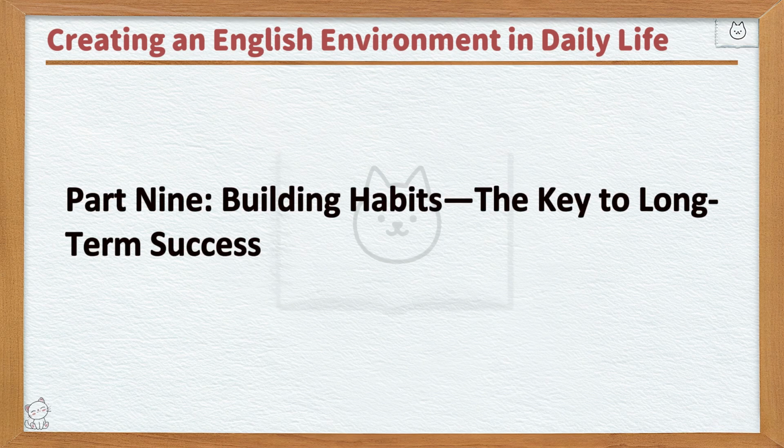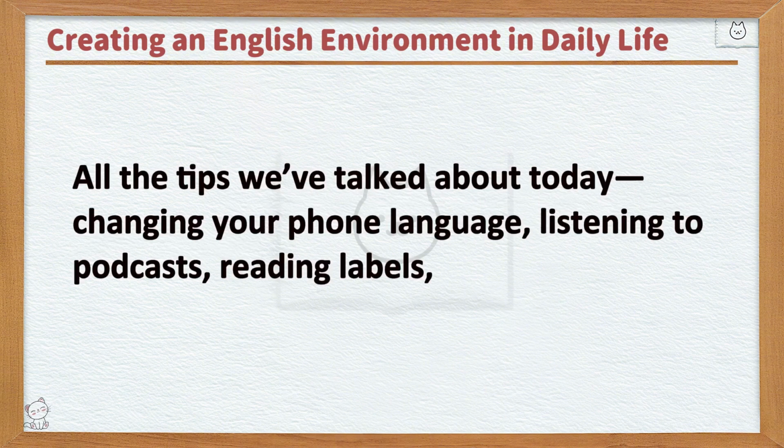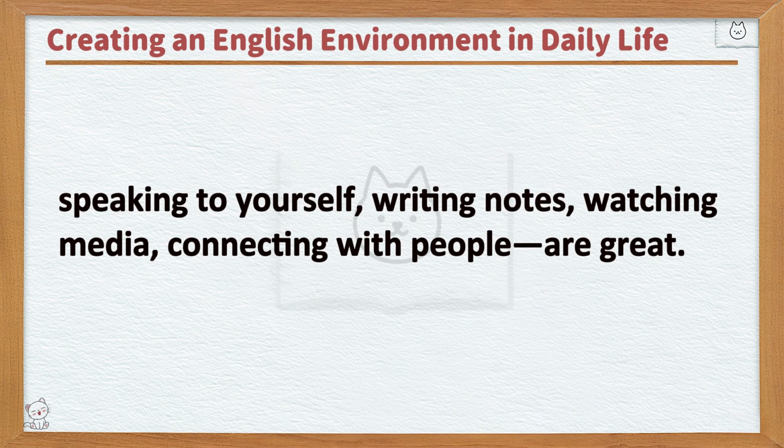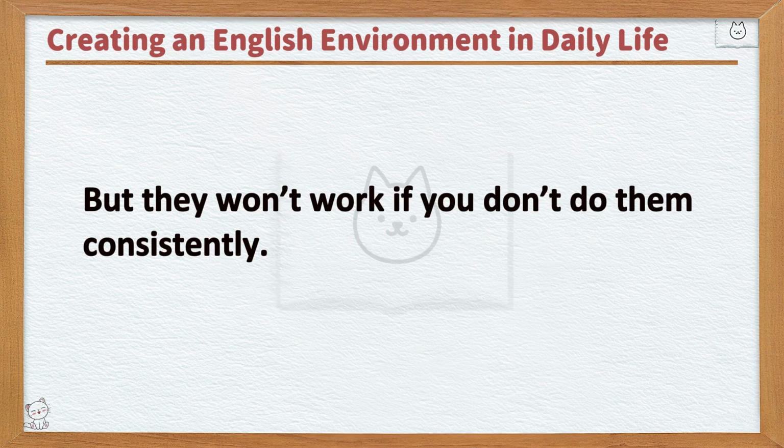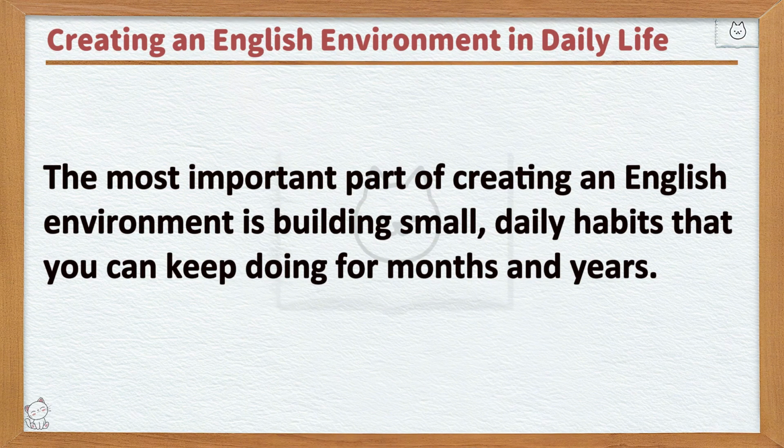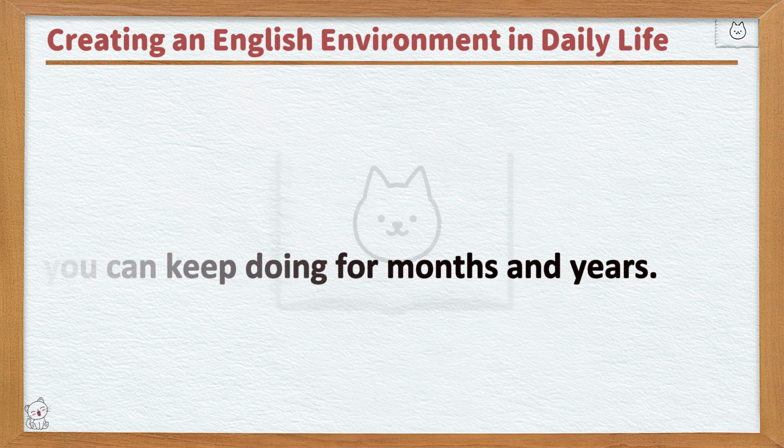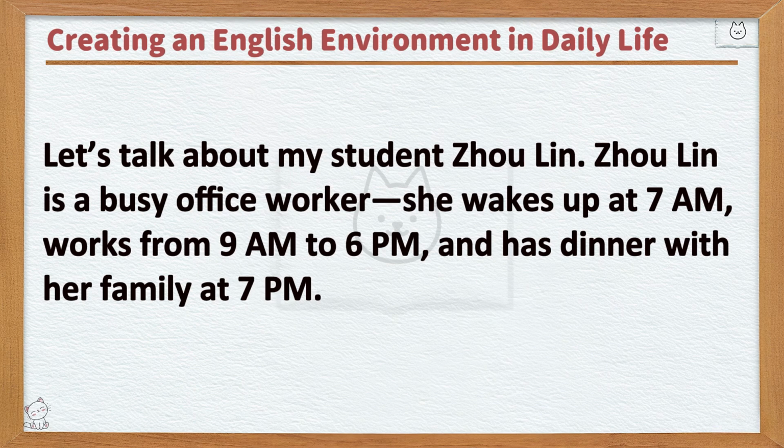Part 9, Building Habits, the key to long-term success. All the tips we've talked about today, changing your phone language, listening to podcasts, reading labels, speaking to yourself, writing notes, watching media, connecting with people, are great. But they won't work if you don't do them consistently. The most important part of creating an English environment is building small, daily habits that you can keep doing for months and years. Let's talk about my student Jolyn.